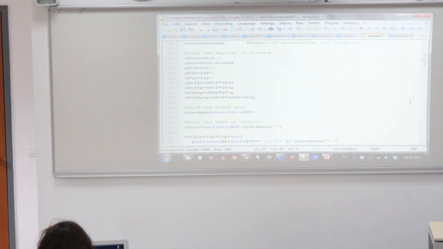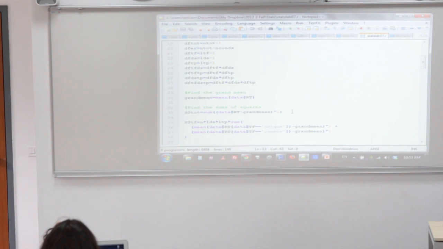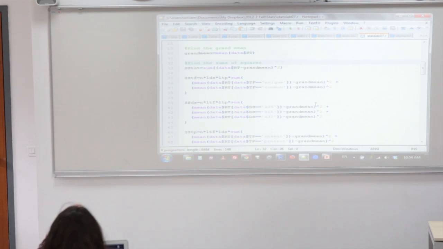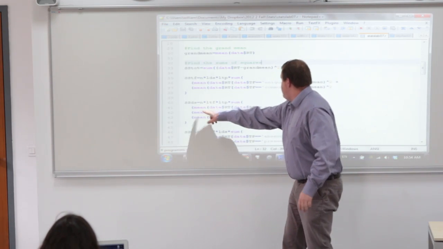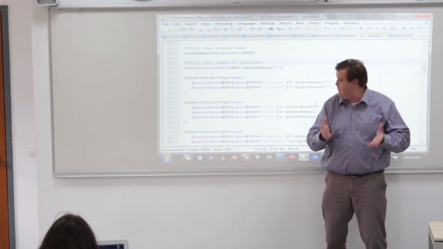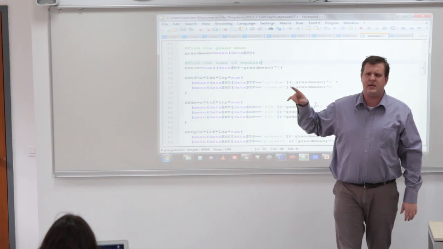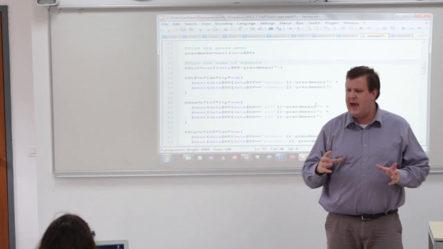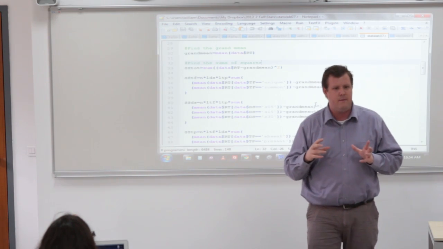Then what I want to do is find some sums of squares. The total sum of squares is just the difference between each observation and the grand mean. Sum up the square of all of those differences and you get the sum of squares total. For the sum of squares for our first factor, what I am doing is taking the mean for the particular level of the factor. If you remember back to the first statistics lab, we talked about using logic in R.